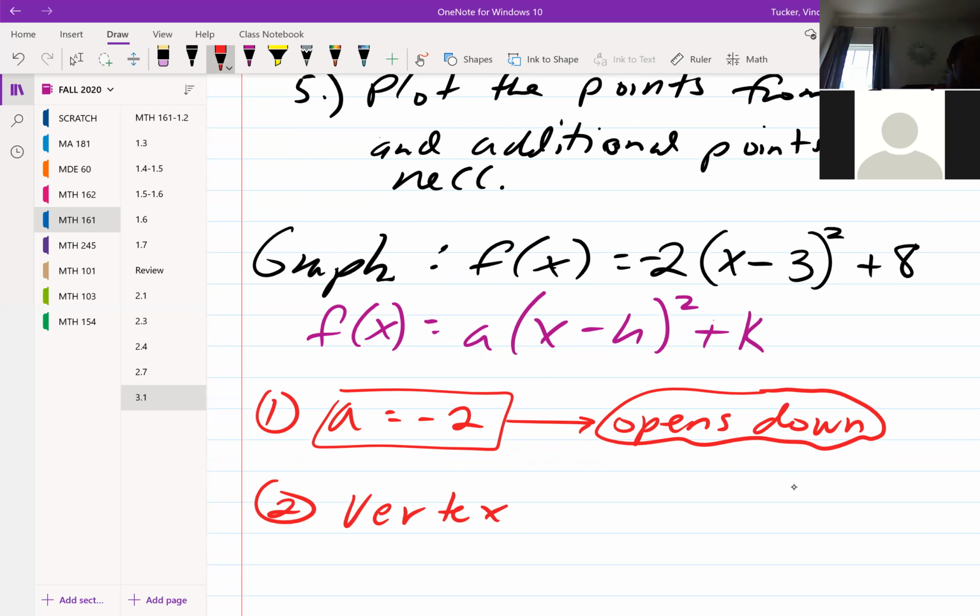All right. Vertex: notice there is a minus sign in the formula and a minus sign here. So I'm just going to take the value that they gave us for h, that would be 3. And then this is plus and this is plus, so I'll just take that value, which is 8. If those signs were different, then for h you would take the opposite sign. For k, you would take the sign that they give you.